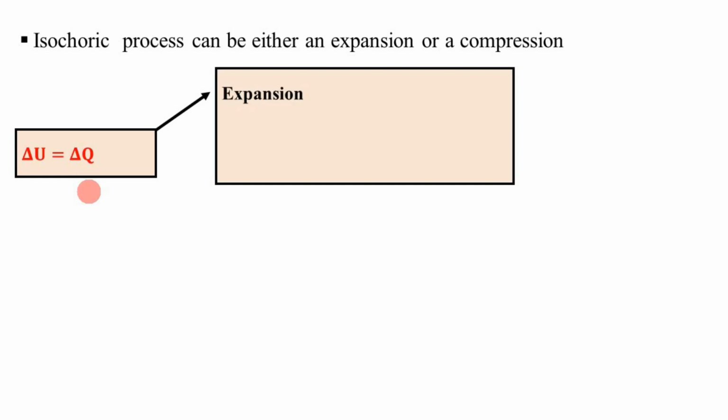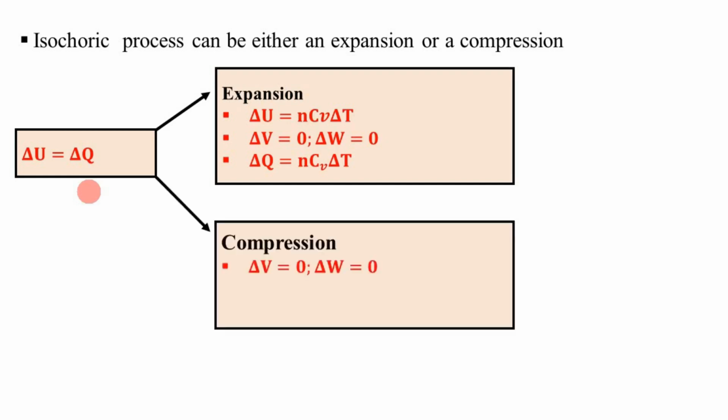When it is an expansion, we have dU equal to nCv dT, at constant volume. We have dV equal to 0 because we have constant volume, the work done is also equal to 0, and the heat is equal to nCv dT. And when you have a compression, also we have dV, the change in volume, equal to 0, and the work done is equal to 0. Again, the internal energy is equal to nCv dT, and also here the heat is equal to nCv dT because the work done is equal to 0.